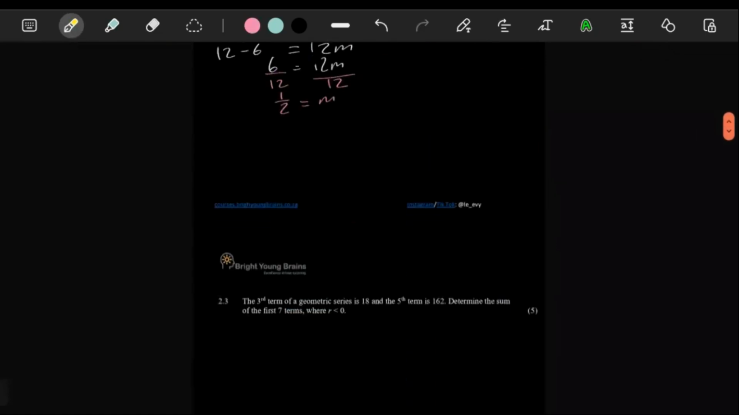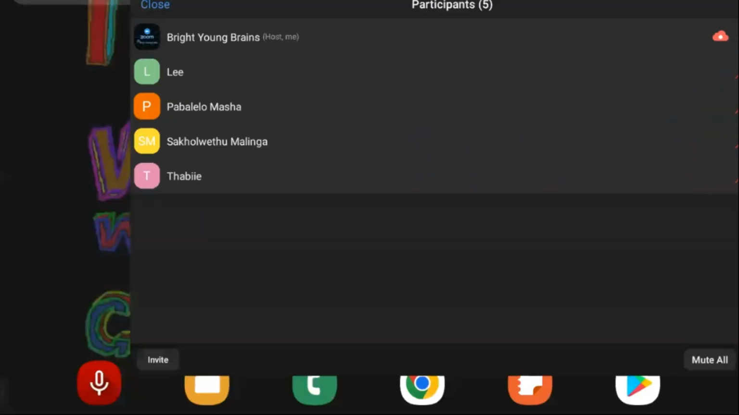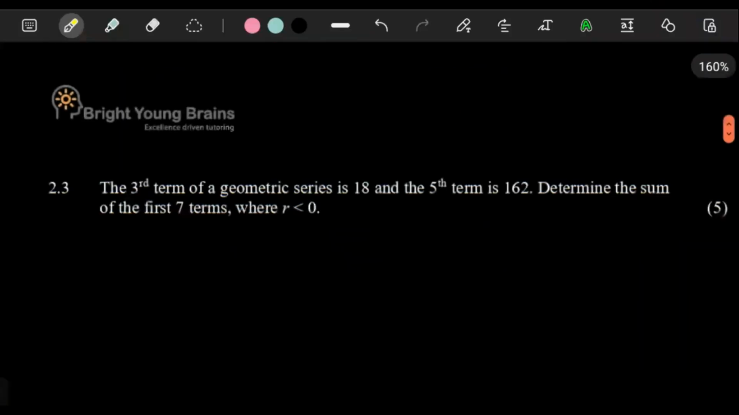Let me just double check if there are any questions. Nope. So 2.3 says, for 5 marks, the third term of a geometric series is 18, and the fifth term is 162. Determine the sum of the first 7 terms where r is smaller than 0.